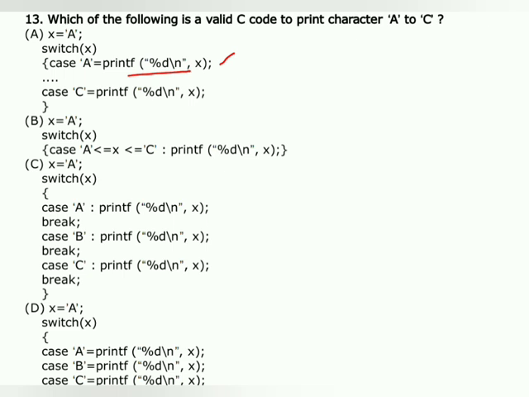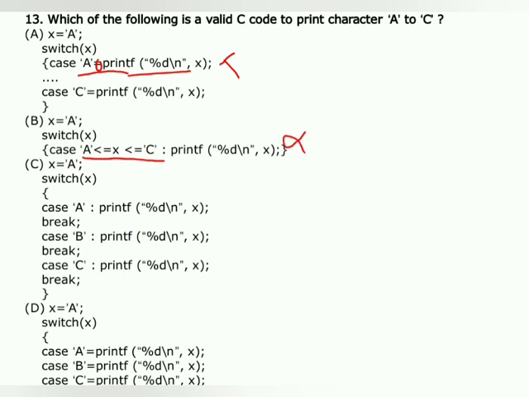So here case A, we are assigning some value for the case A. So here there should not be any equals to operator. There must be a colon operator. So that's why option A is wrong. Next we will check option B. So this is also not valid because the case statement can only compare the expression with a single value. So here there is a range of comparison, A less than or equal to X less than or equal to C, which is not allowed. So that's why this is also not a valid expression.